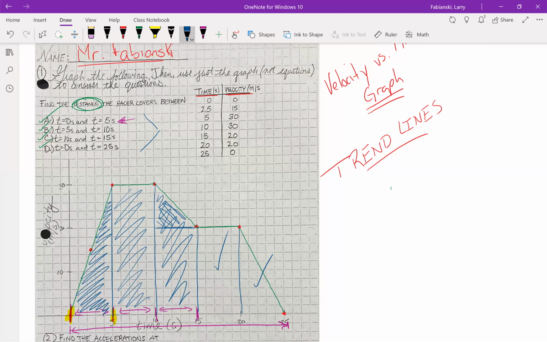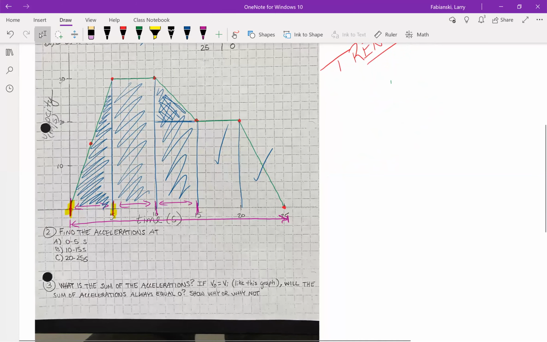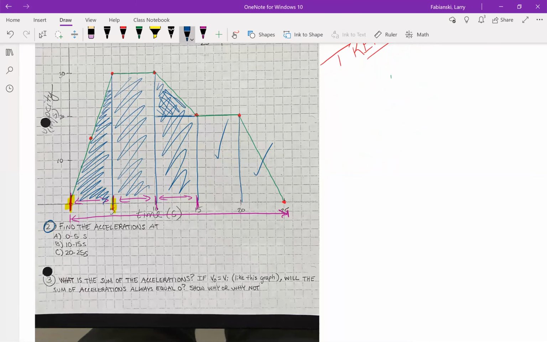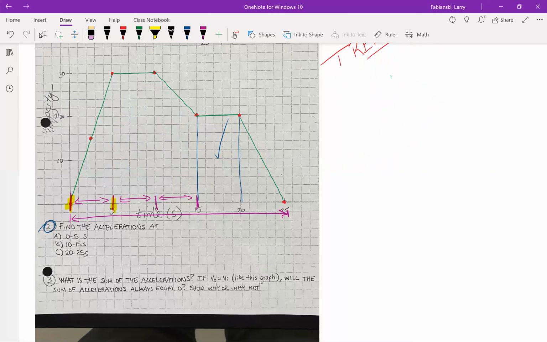Now you can either hit pause or continue to watch this and work at the end, but we're going to move on to question number 2 now. And we need to find the accelerations. So what I'm going to do is erase all of this stuff that I had in here, that way we just clean this out a little bit.